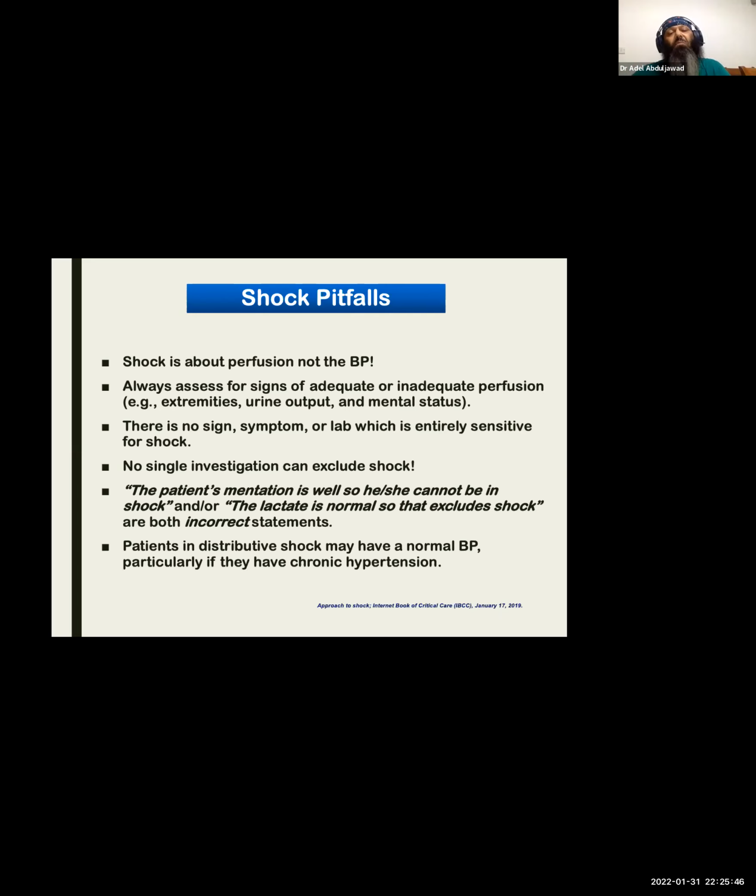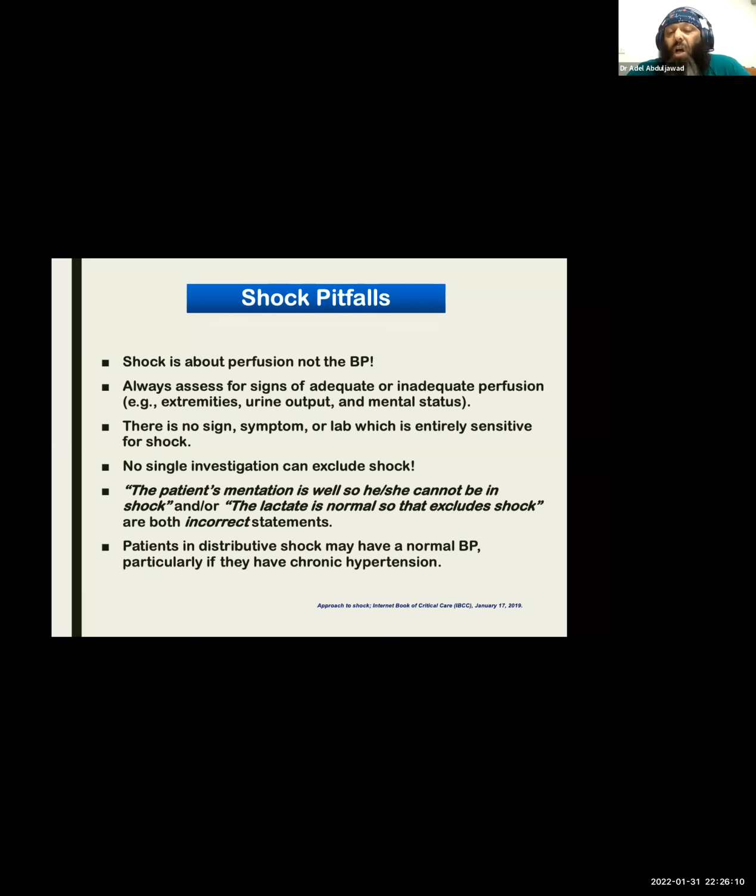Moreover, another statement they say: "Okay, I assessed the patient, everything is okay. I ordered lactate in the blood gas and the serum lactate came back normal. So this excludes shock." Okay, I address your statements, but excuse me, both statements are totally incorrect.